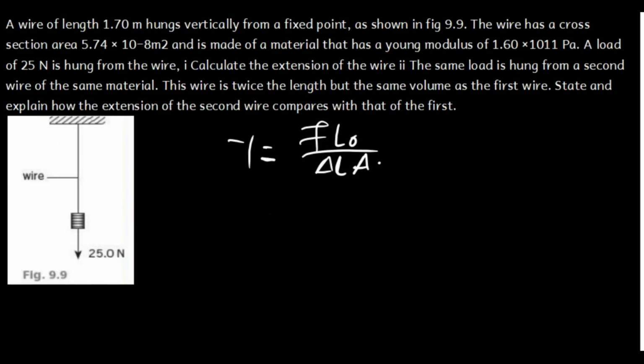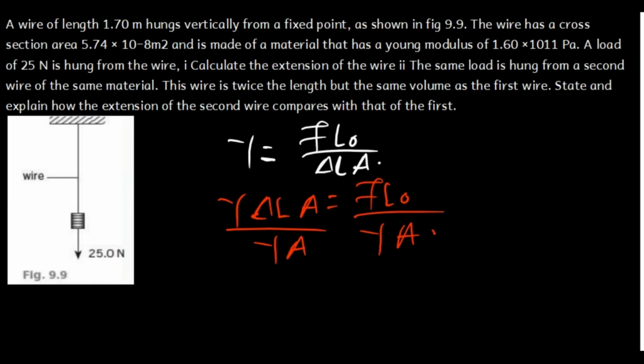So this is going to give us the Young's modulus times change in L times area is equal to the force times L initial. So I'm going to divide both sides by the Young's modulus times area. So the extension, which is the change in L, is going to give us force times L initial divided by the Young's modulus times area. So now let's go ahead and plug in the values, and we see the extension which we're going to have.